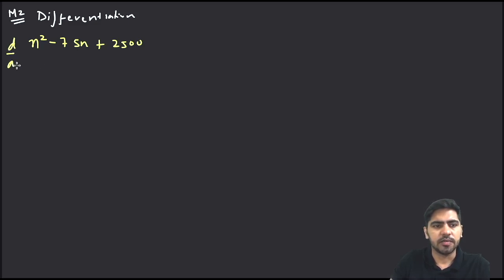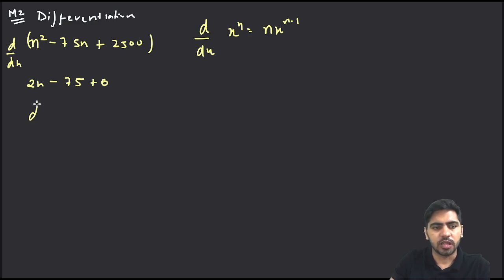If I differentiate it with respect to n, n square differentiation is nothing but 2n. We know the formula, that is d by dx of x to the power n is always given by n x to the power n minus 1. So this is going to be 2n minus 75, and differentiation of a constant value is nothing but 0. So d by dn is coming out to be 2n minus 75. And if you want the minimum value, then you put d by dn as 0.